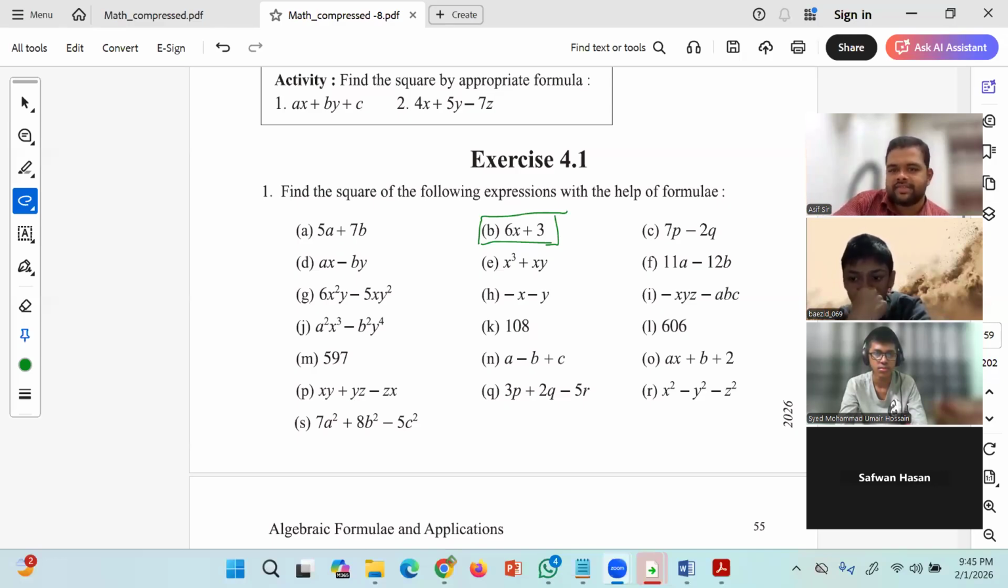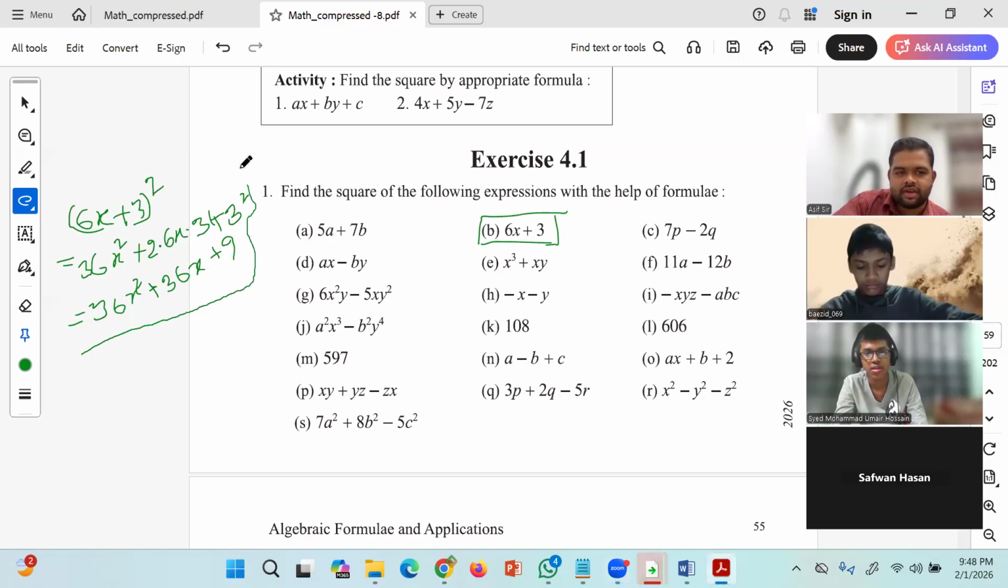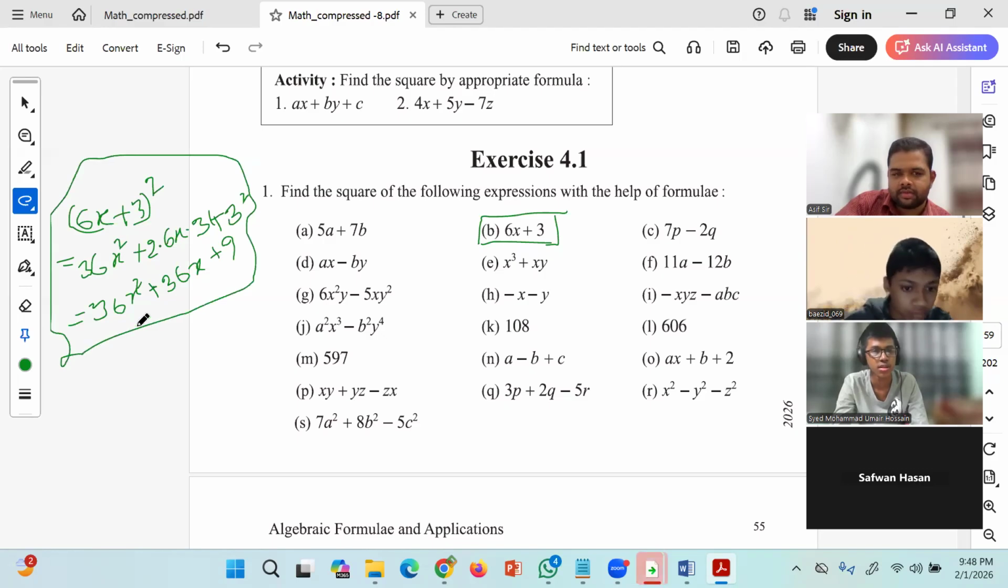So, what is the answer? Bazit, can you tell me? Sir, 36x square plus 36x plus 9. Very good. Sorry, can you see my screen, guys? Who else have got this value in your mathematical operation? If your answer is 36x square plus 36x plus 9, this is the correct answer.